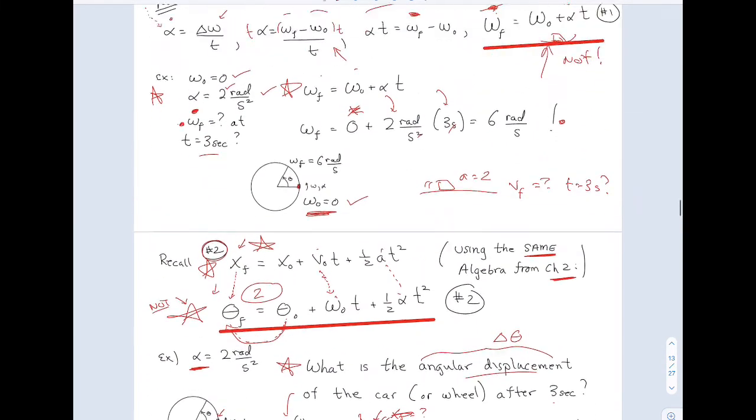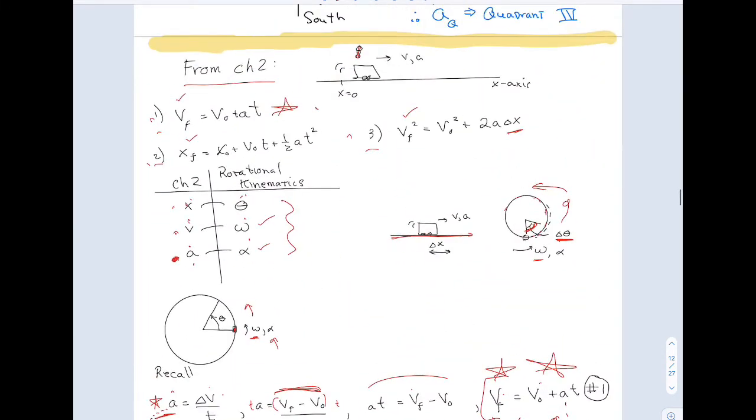So it's similar to what we did for a car going in a straight line. Exact same equations of motion, number 1, 2, and 3. But the x's are now thetas, the v's are now omegas, and the a's are now alphas.